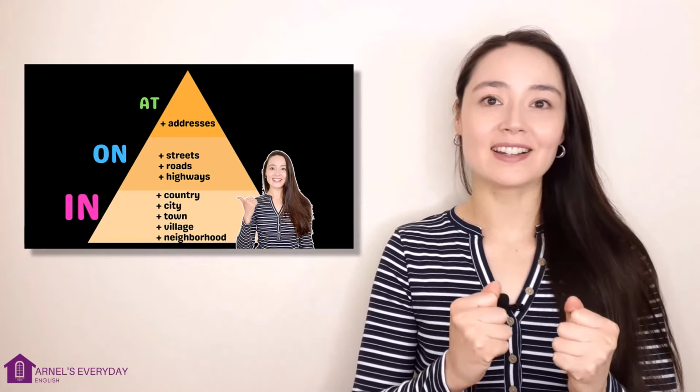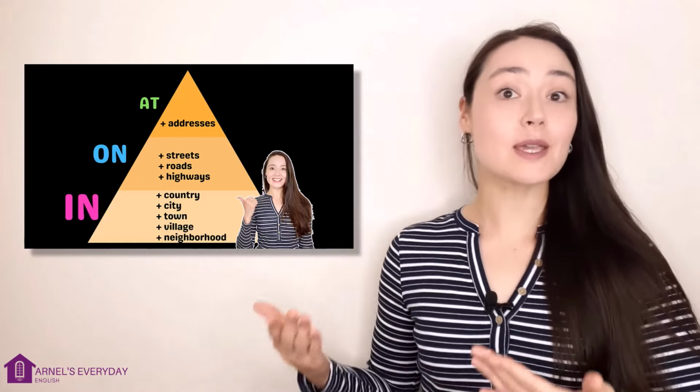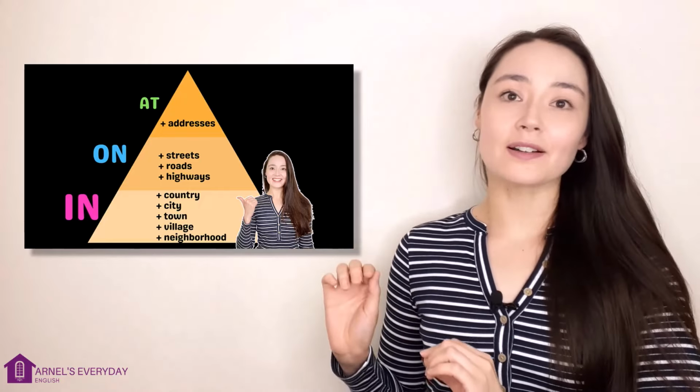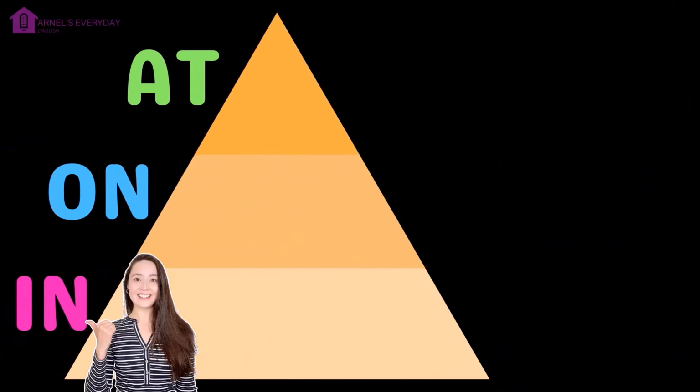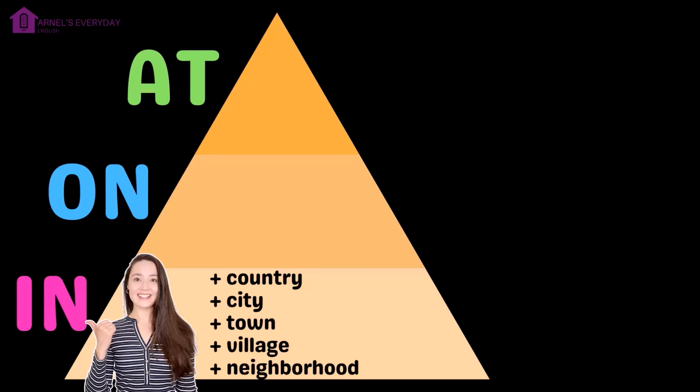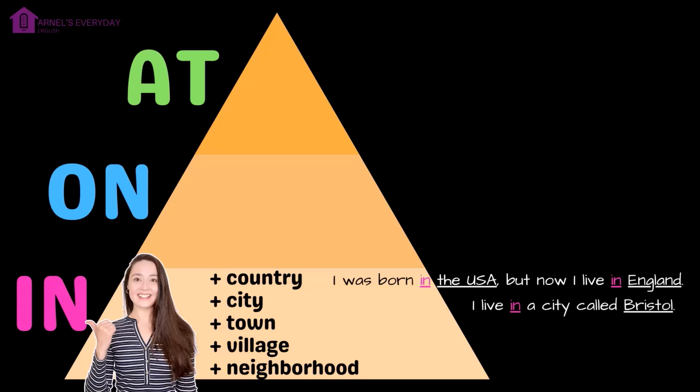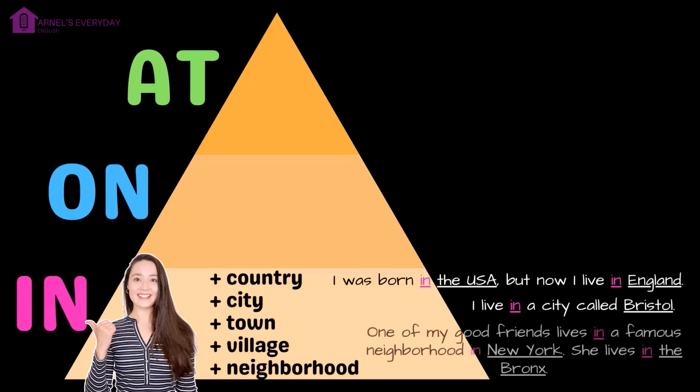Let's keep going. I have the prepositions pyramid. Maybe you've seen this before. Let's take a look. We have in, on, at. In at the bottom is for big locations. In plus country, city, town, village, neighborhood. I was born in the USA, but now I live in England. I live in a city called Bristol. One of my good friends lives in a famous neighborhood in New York. She lives in the Bronx.